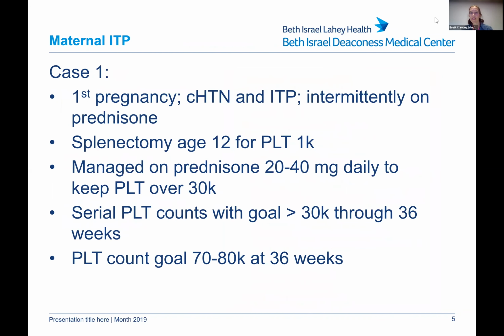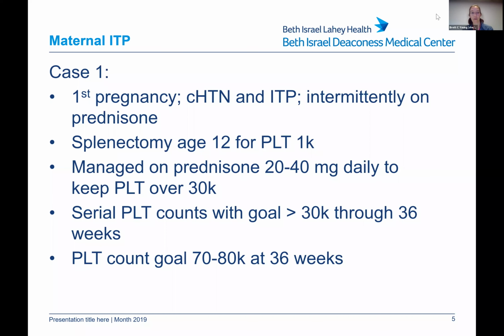So let's start off with a case for maternal ITP and thrombocytopenia. This is a patient who is in her first pregnancy. It's complicated by known ITP and chronic hypertension. She is intermittently on prednisone during her life, depending on how severe her thrombocytopenia is. She underwent a splenectomy when she was 12 for a platelet count of 1,000. Since the age of 12, she's been managed on prednisone anywhere from 20 to 40 milligrams daily to keep her platelet count over 30,000.